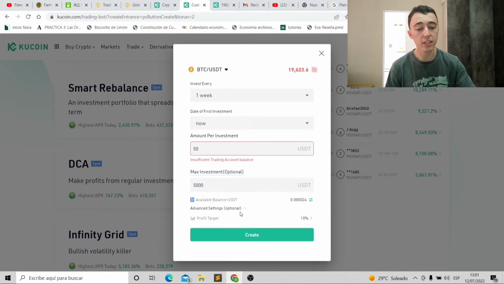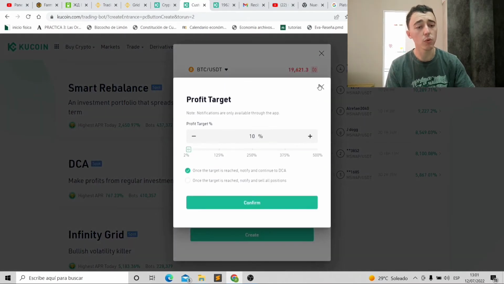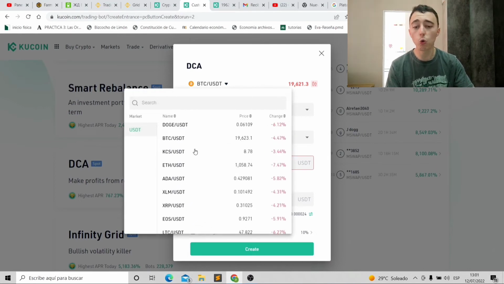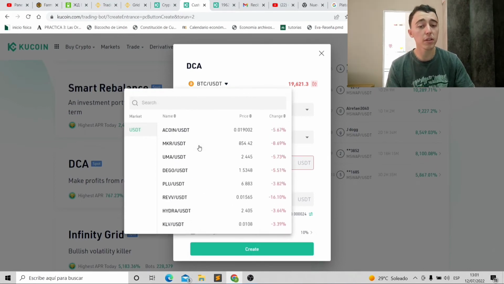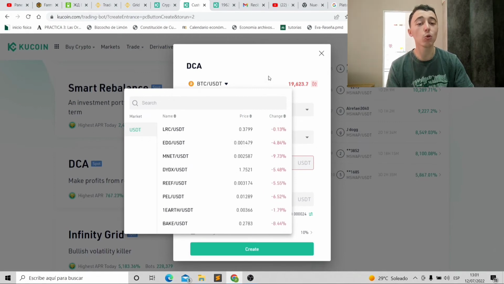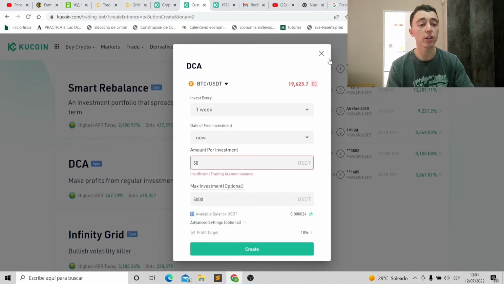Then you have also advanced settings in case, oh, I already make some profit, I want to sell also, okay? You can put that if you want. But this one is just a dollar cost average. You can use it for Bitcoin. You can use it for everything, okay? KuCoin has almost not everything, but has a lot of tokens. As you can see, you have a lot of them. So you can do it for any token that you want. You can do it for Ethereum, you can do it for Solana, okay?